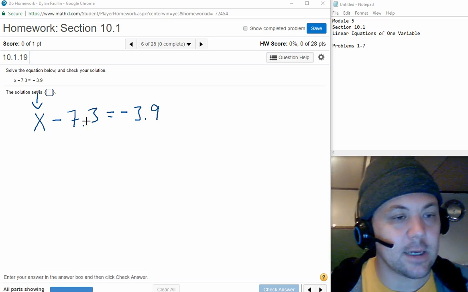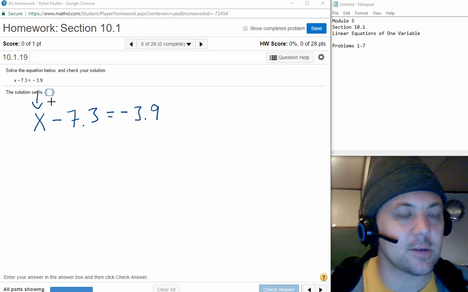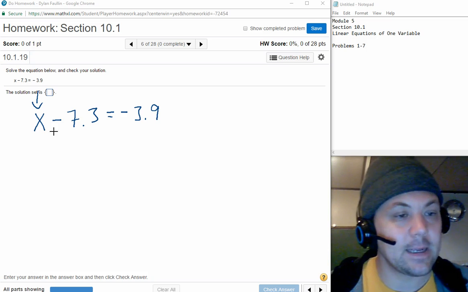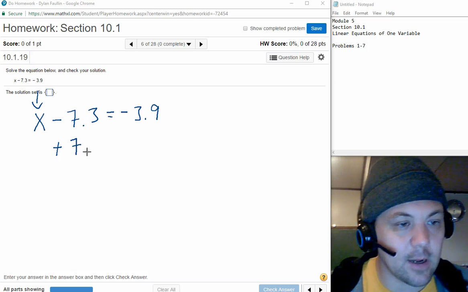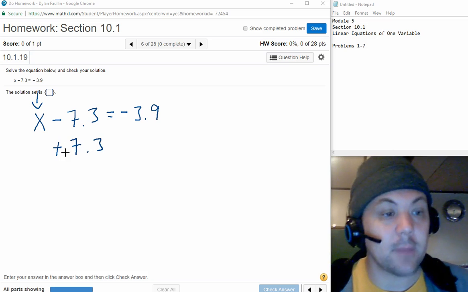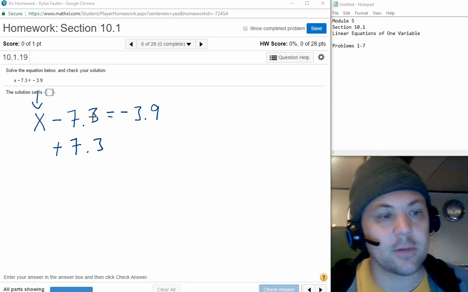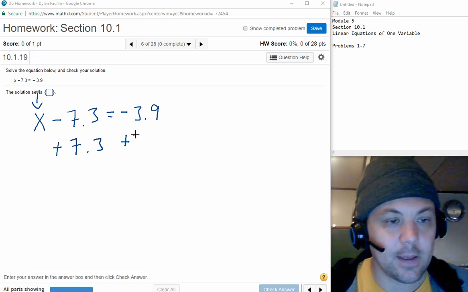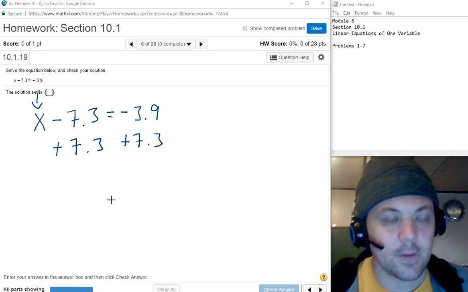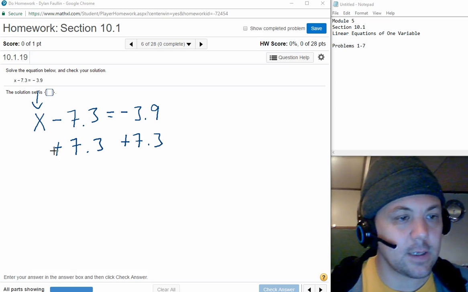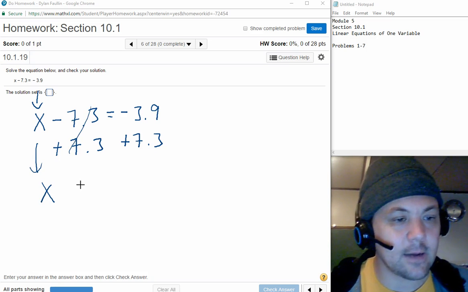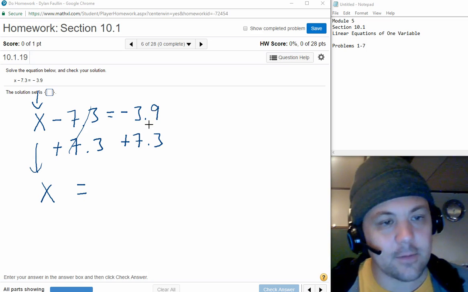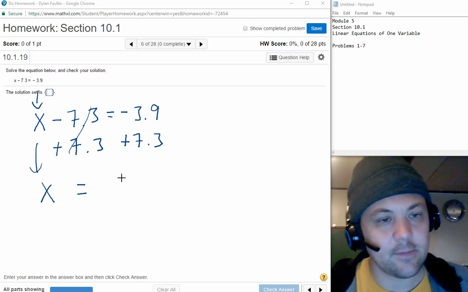We want to get x by itself. I'm sorry to keep repeating myself, but I just want to make sure it's clear on every single problem what to do. We will get x by itself by getting rid of the minus 7.3. And the way we get rid of that is by reversing that operation. And to reverse a minus, we will add. So we will add 7.3 to cancel that out. We do the same thing to the right-hand side of the equation. So we copy the x down because we didn't do anything to that. The 7.3's cancel out. And on the right-hand side, we get negative 3.9 plus 7.3.